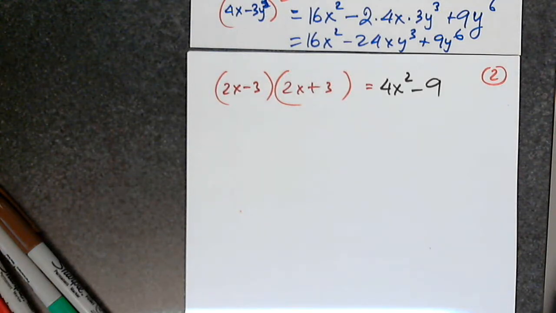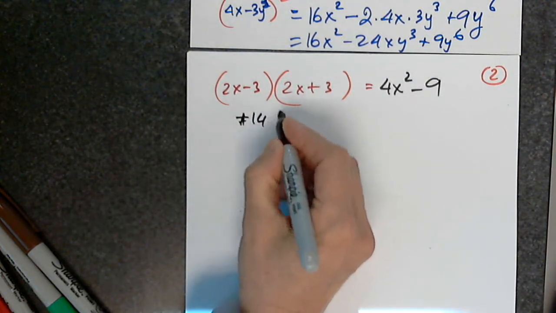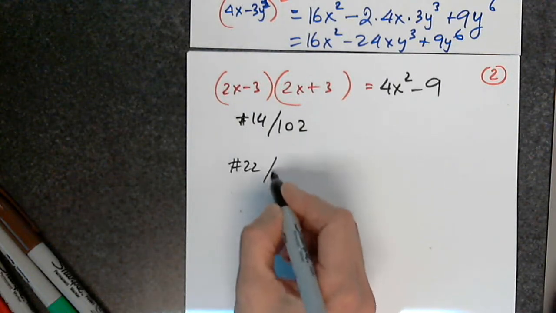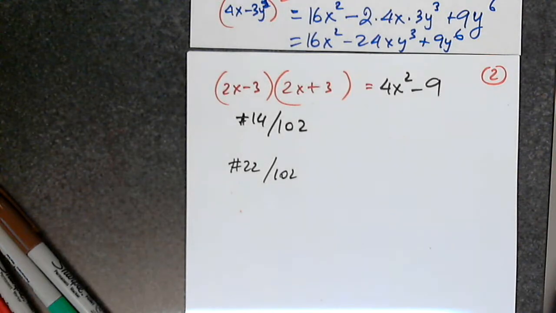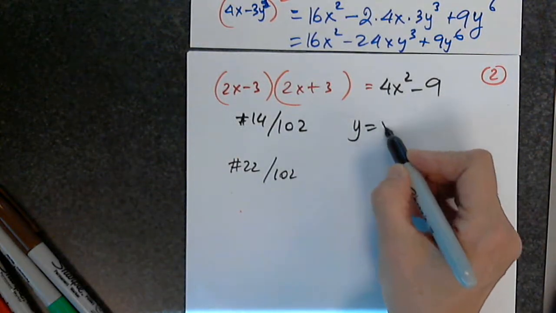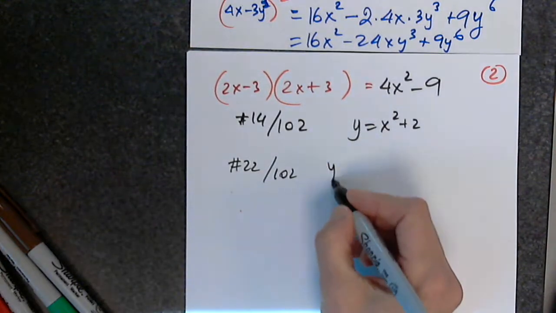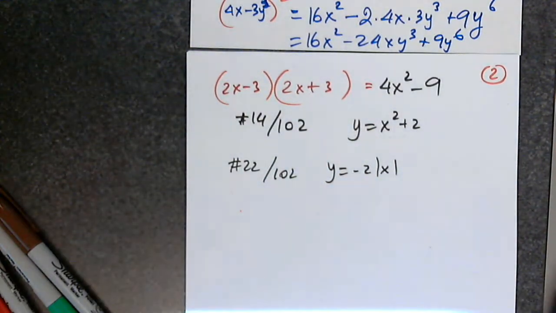I'm going to just look at, let's say, problem 14 on page 102 and 22 for now on page 102. In 14, we have y equals x squared plus 2. The problem is asking us to graph, and the other one is y equals negative 2 times the absolute value of x.